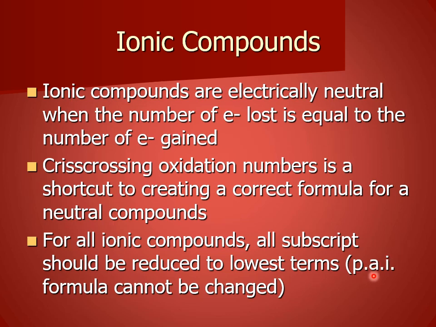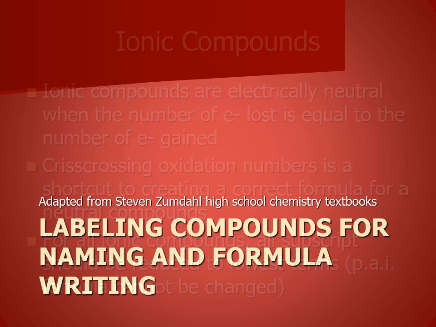Polyatomic ions, so this PAI is simply an abbreviation for polyatomic ion. Polyatomic ion formulas cannot be changed. Even if you're reducing everything else, a PO4 must remain PO4. An NO3 for nitrate must remain NO3 if it's indeed a nitrate. We'll talk more about that going forward.